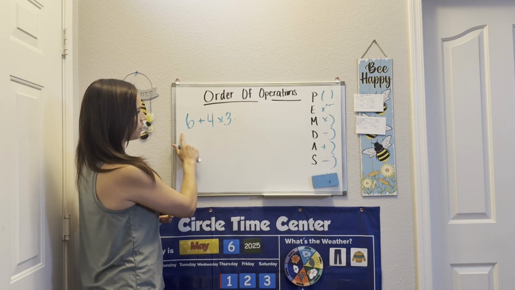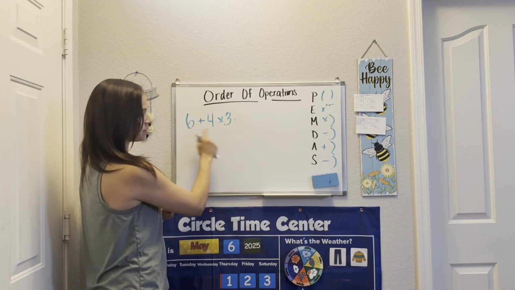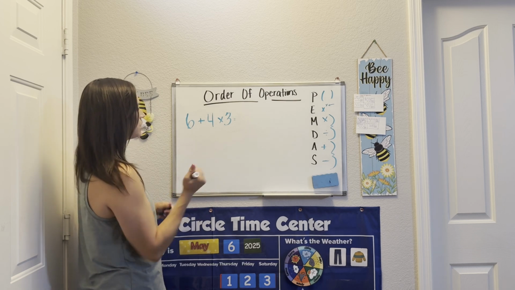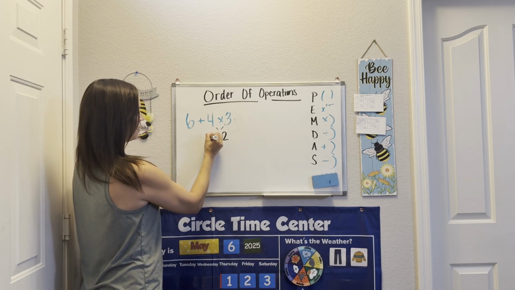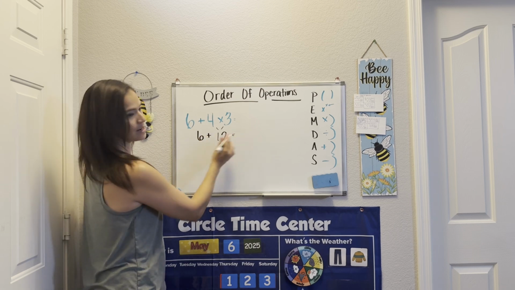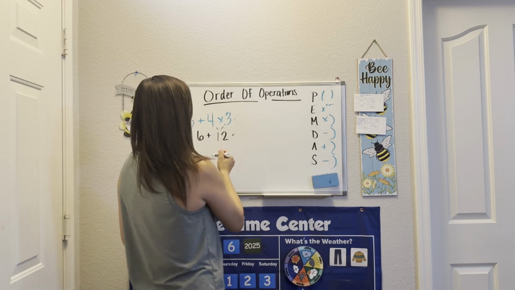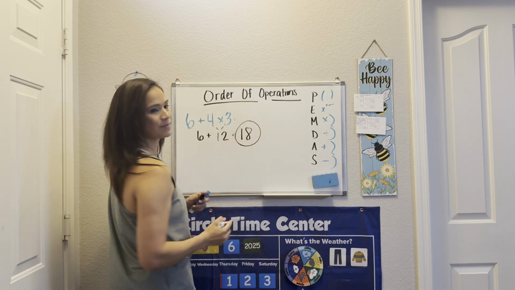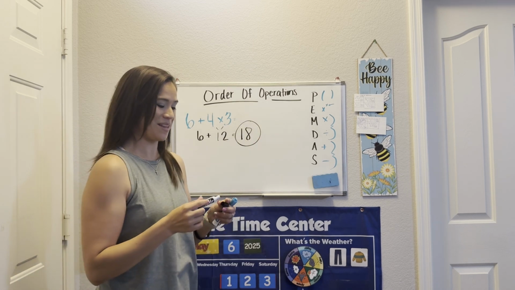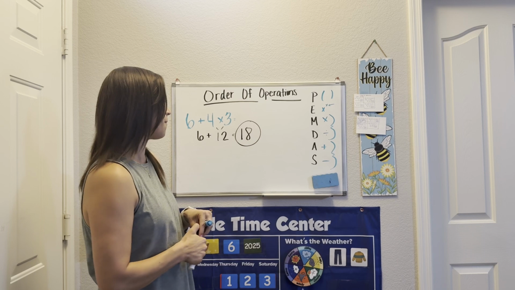In this case, there are no parentheses or exponents, but there is multiplication. So we'll go ahead and do that. 4 times 3 is our 12. I like to bring everything down so it's nice to see visually, and then go ahead and solve from there. So 6 plus 12 equals 18. If you got the same answer as me, we have 18 for our first problem.